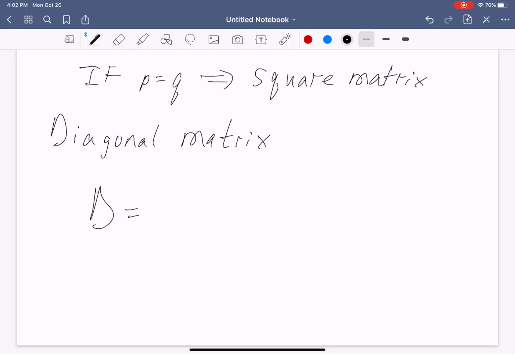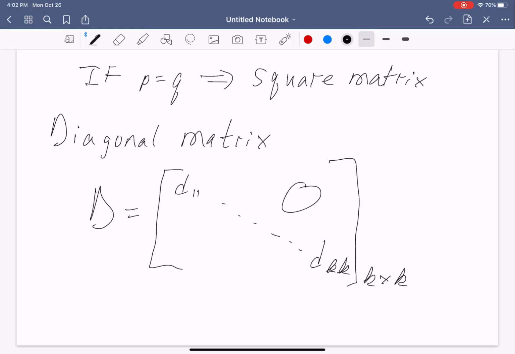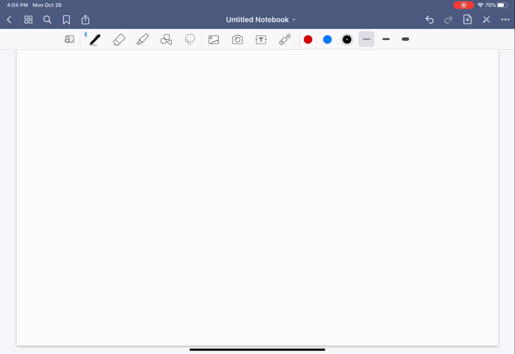So let's say D is a diagonal matrix where we have D1,1, and over on this end we have DKK. So in other words, we have a K by K matrix, and we have zeros on all the off-diagonal elements. So D can be written as a diagonal matrix like this, D1 all the way to DK. All right, so a lower triangular matrix we can define as follows.